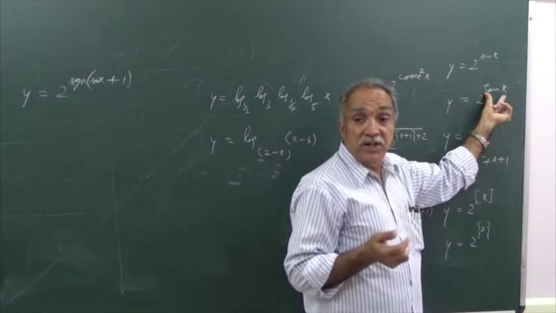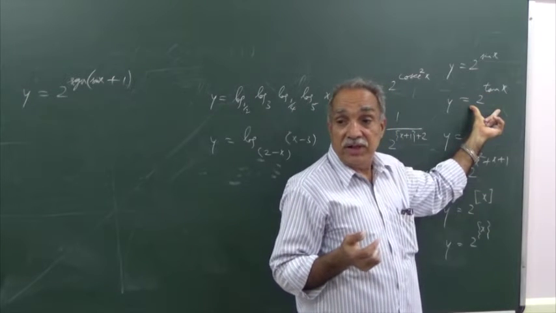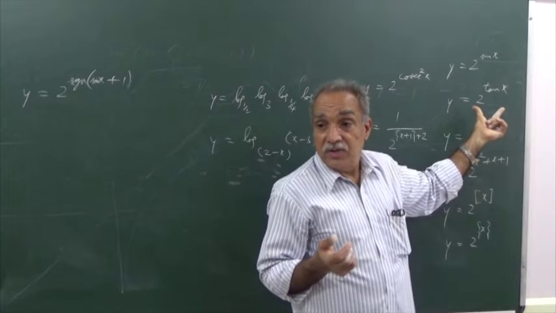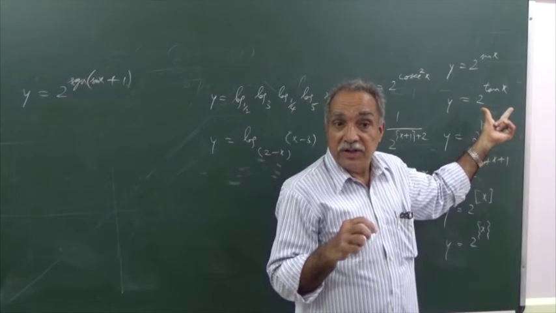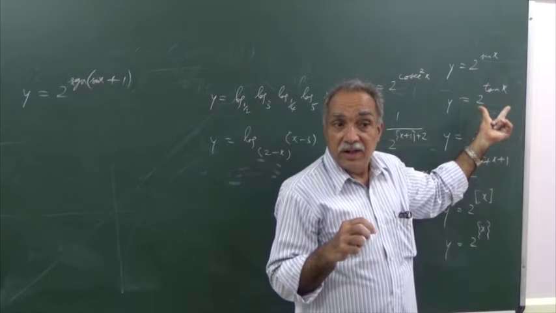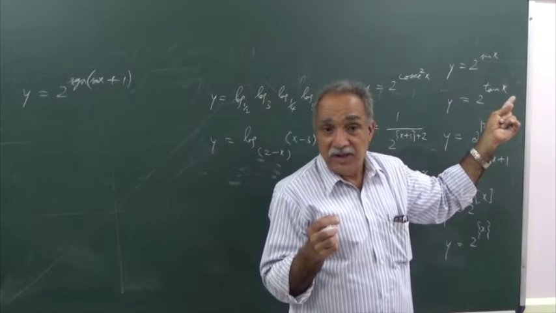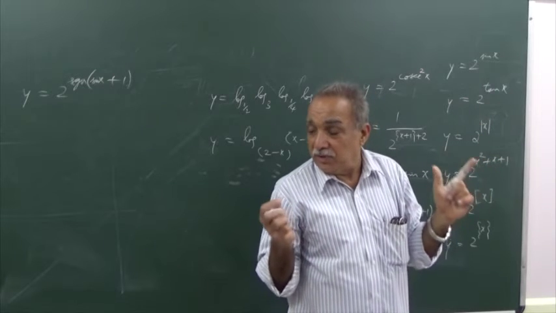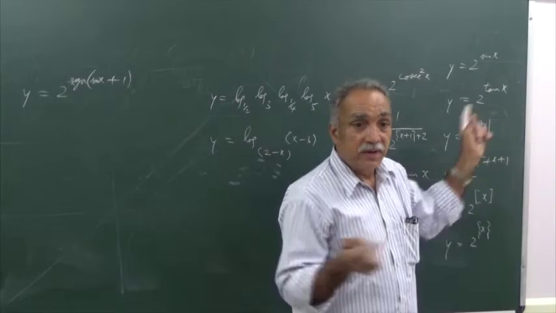This can be any number from minus infinity to infinity. Therefore, this will be a number between 2 power minus infinity and 2 power infinity. 0 and infinity. Is 0 included? No. To get 0, index must be minus infinity, which is not reachable. So, interval will be open. Open interval 0, infinity will be the range of the function. Agreed?